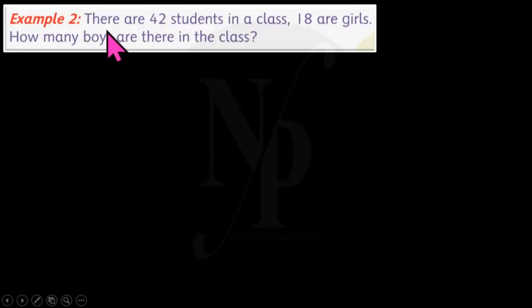Example number 2. There are 42 students in a class. 18 are girls. How many boys are there in the class? So the total number of students in that class is 42. Among those 42 students, 18 are girls. So we have to find the number of boys in that class. This is a subtraction problem. To find the total number of boys in that class, we have to subtract 18 from 42. Let us do that now.